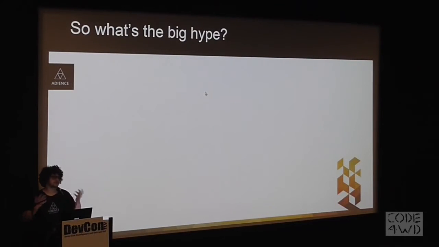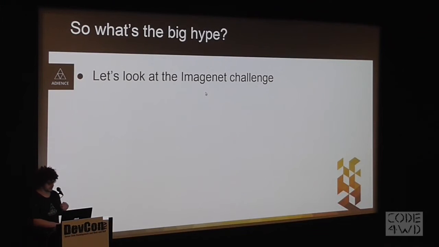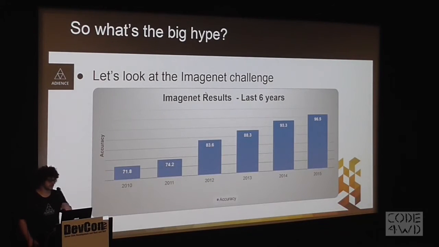Good. So if it's been around for 20 years, what's the big hype all of a sudden? So let's look at the ImageNet challenge. Let's look at some of the results from the last 6 years. The ImageNet challenge is probably the most prestigious and famous benchmark in computer vision. Basically, each team gets 1.2 million images to train. Each image is one of 1,000 categories. It can be cats, dogs, there are 100 breeds of dogs and cats, a lot of insects and other objects, and you need to classify a new 150,000 images.